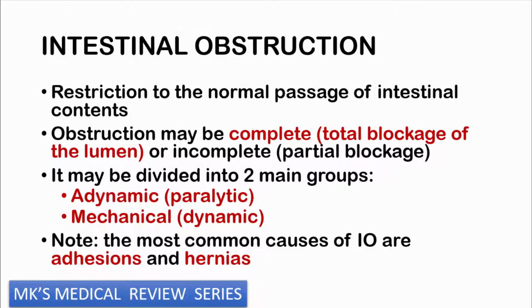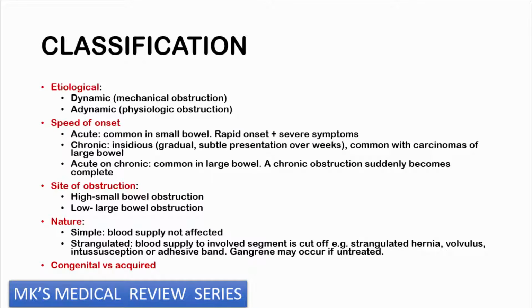So when you think of intestinal obstruction, you can divide it pretty much into two main groups. There's what is known as adynamic intestinal obstruction or paralytic. This is where there is no physical obstruction that is present. Or it can be dynamic or mechanical, where there is an actual physical obstruction that is present. But what you really need to note is that the two most common causes of intestinal obstruction are adhesions, most commonly due to previous surgeries, and hernias.